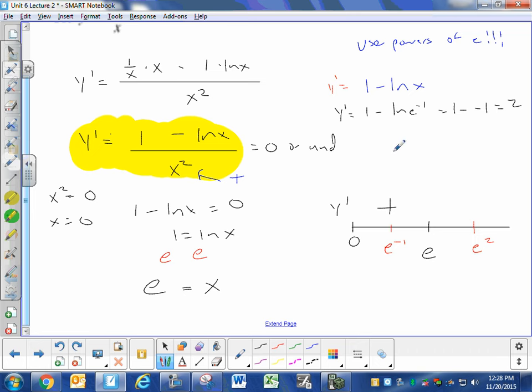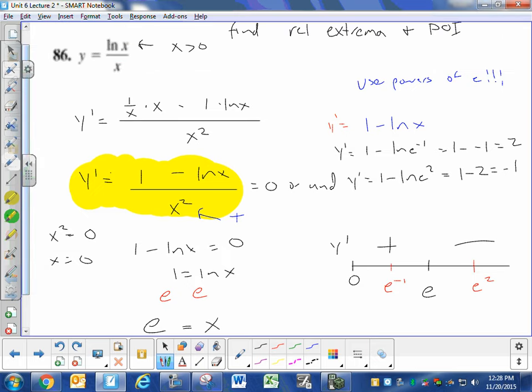Then I will check e squared. 1 minus log of e squared is 1 minus 2. That is negative 1. Therefore, those are the signs of all of my first derivatives when x is bigger than e. You're asked to find the relative extrema for your original function y equals log x over x.